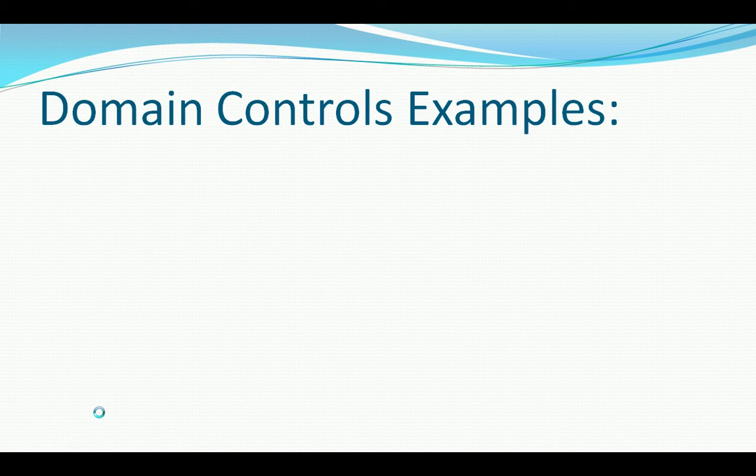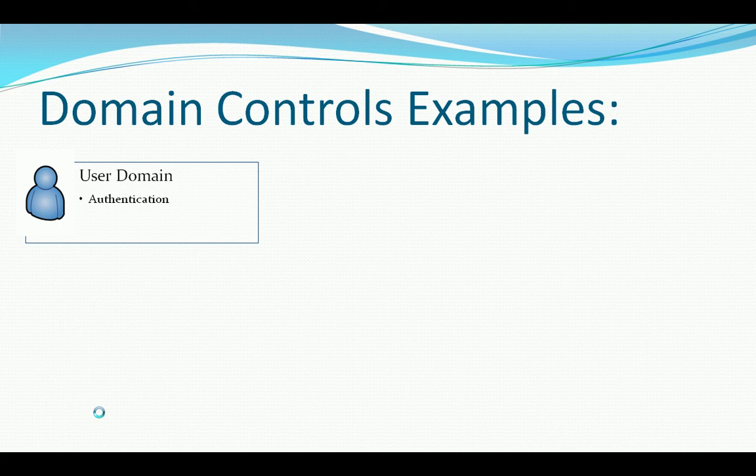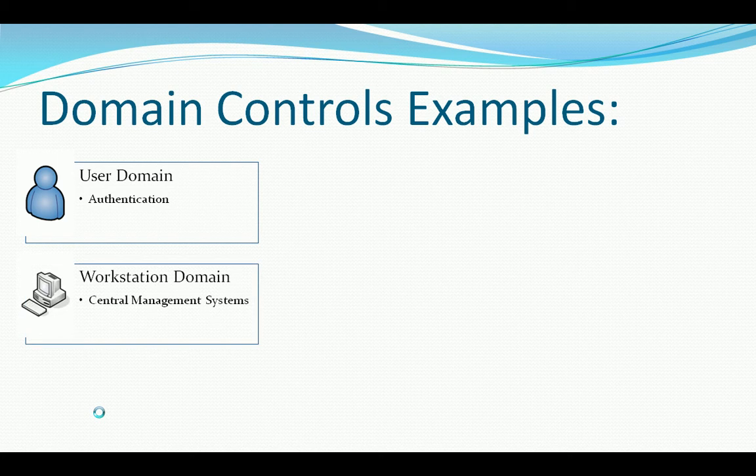I talked in the last lecture about technical controls, or automated controls that are technical types of controls. We talked about these different types of controls. I'll briefly touch on these for the 7 domains just to give you an idea of how these would apply. So in the user domain, authentication would be one type of technical control. In the workstation domain, we can use central management systems. In the WAN domain, we can use virtual private networks.